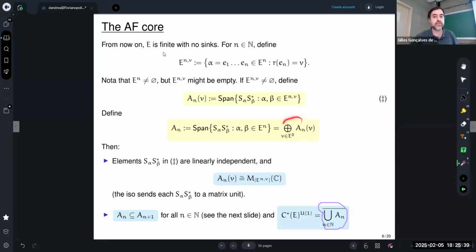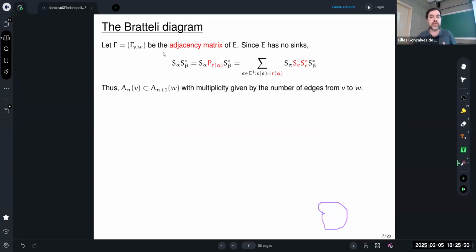And this is a direct sum. If you multiply two different summands, the product is 0. But this is not a direct sum. They are one inside the other. And I will show you why in 1 second, because this is important if you really want to draw the Bratteli diagram. So I'm trying to give some details so you can play with the graphs and diagrams later on.